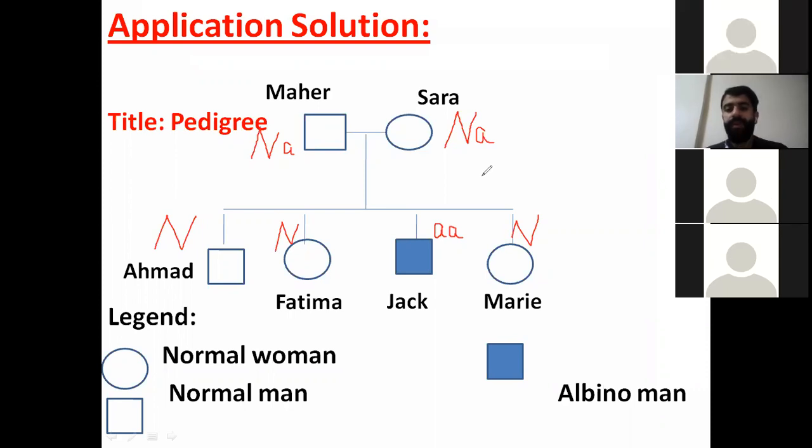أستاذ ما فهمت ليه هو عنده AA. ليه عنده AA allele of the disease first of all. Maher and Sarah, they are normal. خليك معي. Okay? So Maher and Sarah, they are normal. تمام؟ They gave birth to affected individual, Jack.